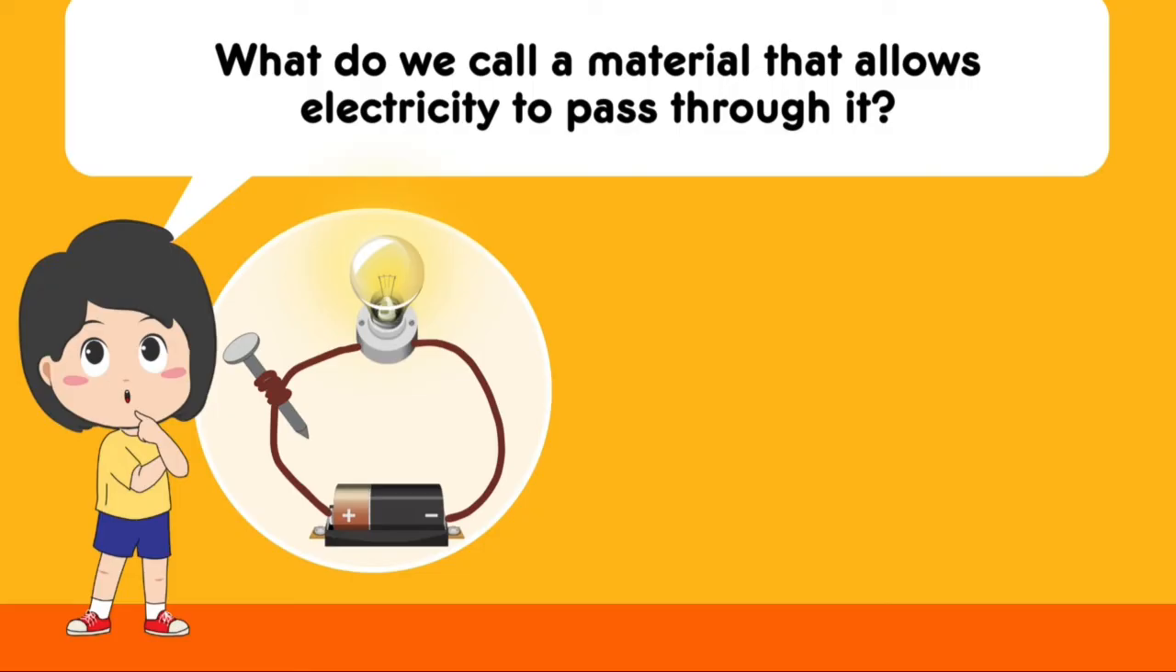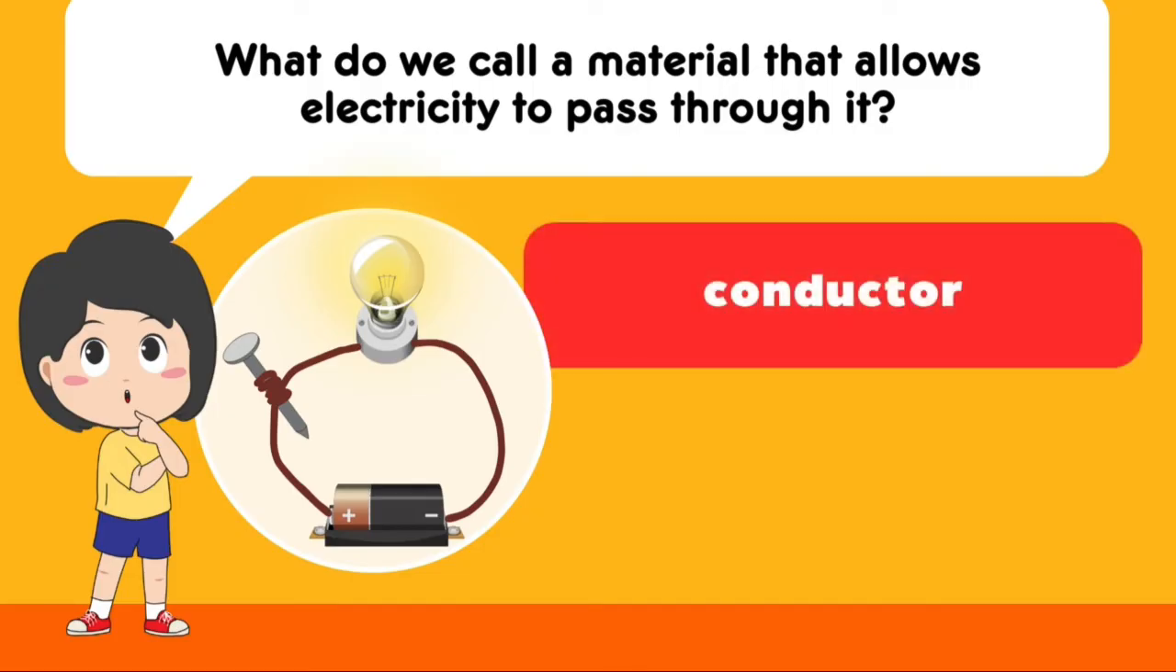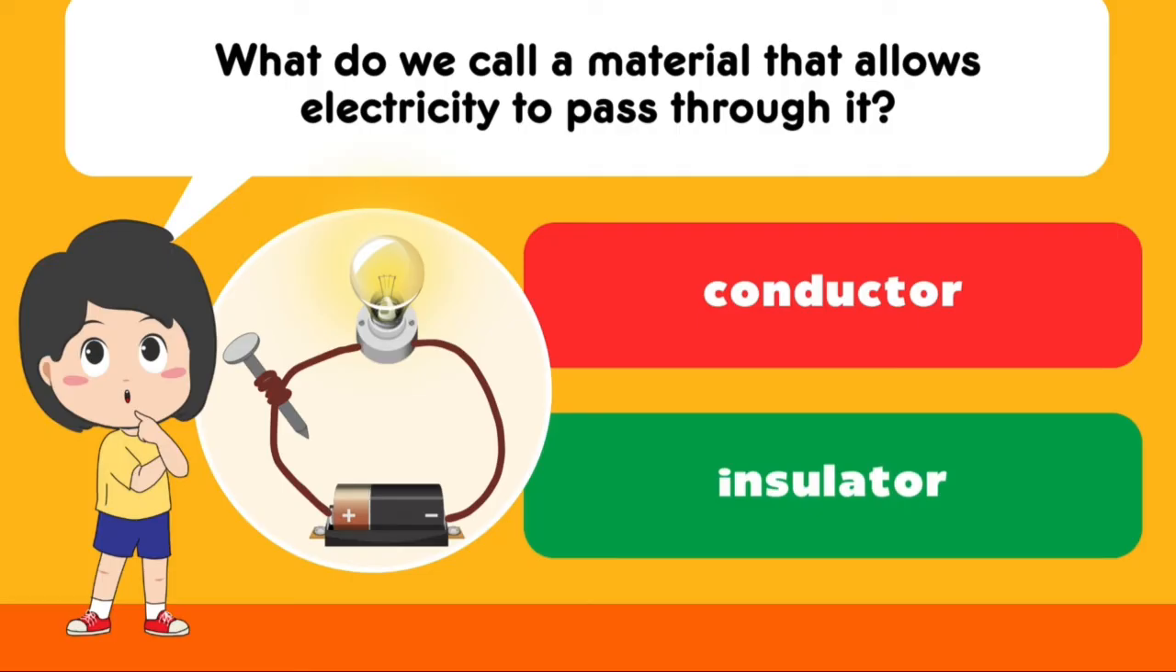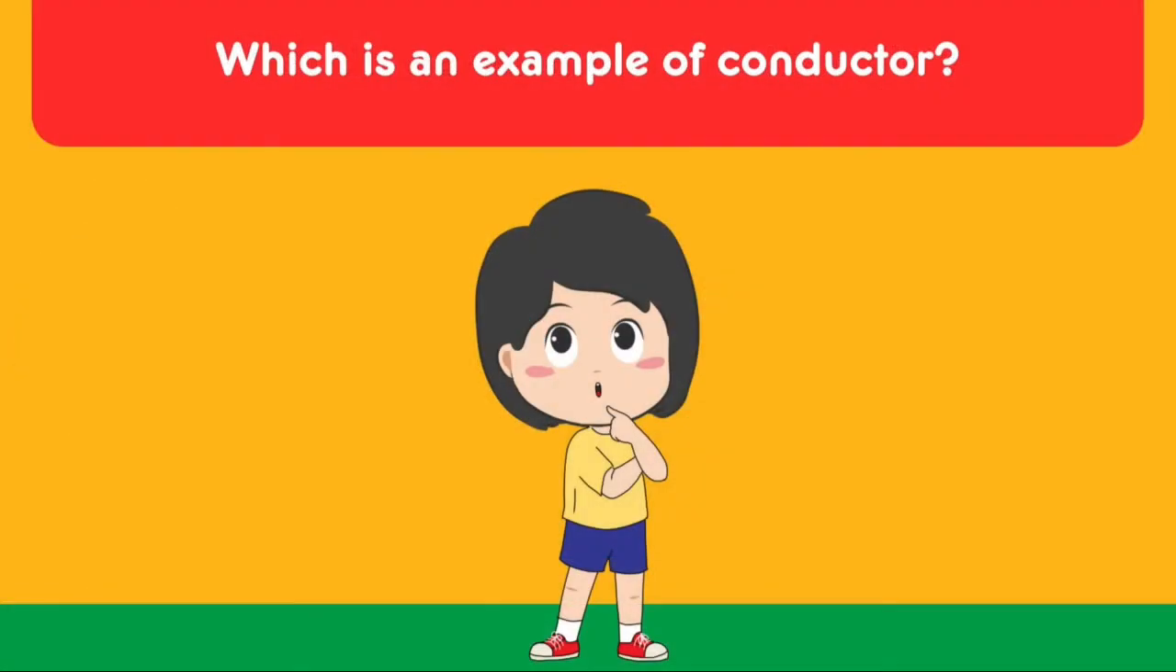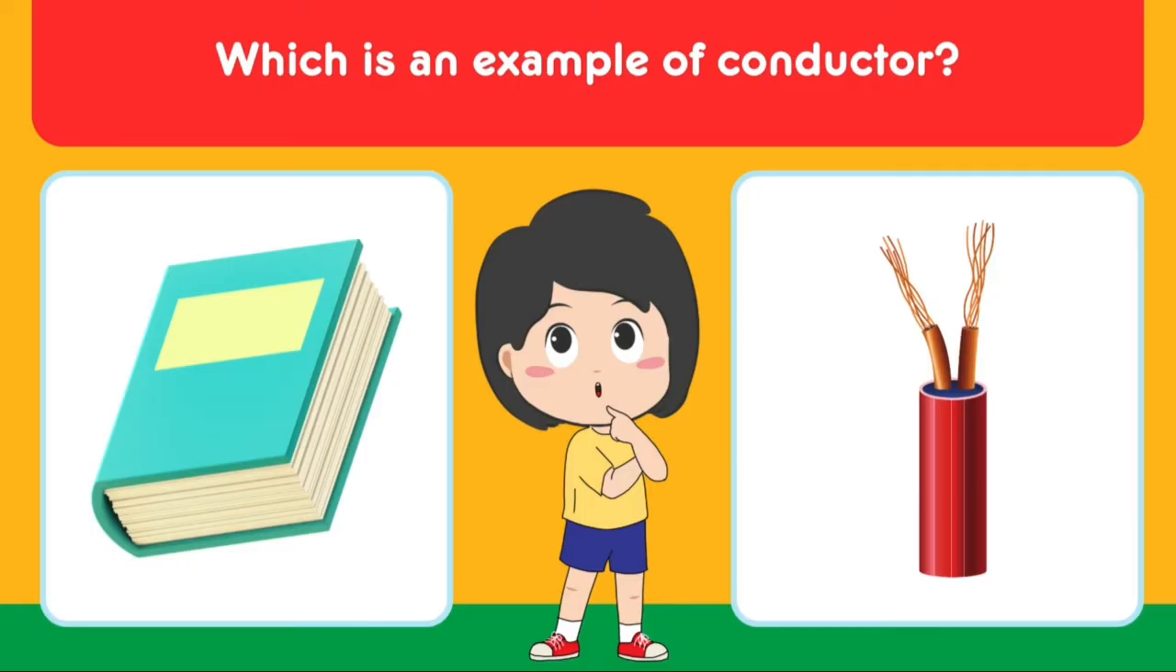What do we call a material that allows electricity to pass through it? Conductor. Insulator. Which is an example of conductor? Book. Copper wire.